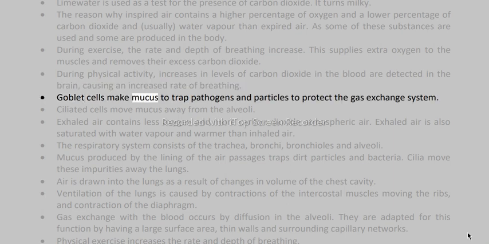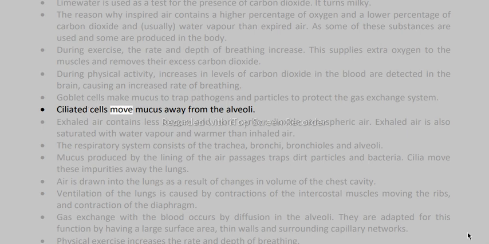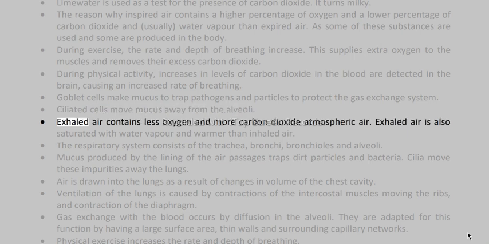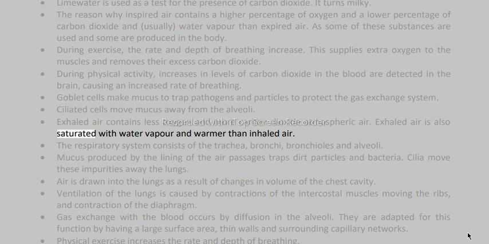Goblet cells make mucus to trap pathogens and particles to protect the gas exchange system. Ciliated cells move mucus away from the alveoli. Exhaled air contains less oxygen and more carbon dioxide than atmospheric air. Exhaled air is also saturated with water vapor and warmer than inhaled air.